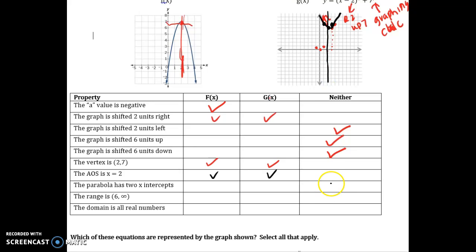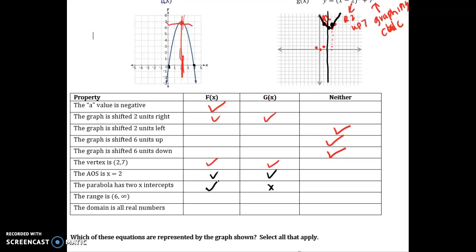Parabola has 2 x-intercepts. Well, that's not true. Oops. It's not true for this one, because it doesn't even cross the x-axis. For this one, since it's upside down, it crosses the x-axis in 2 spots.